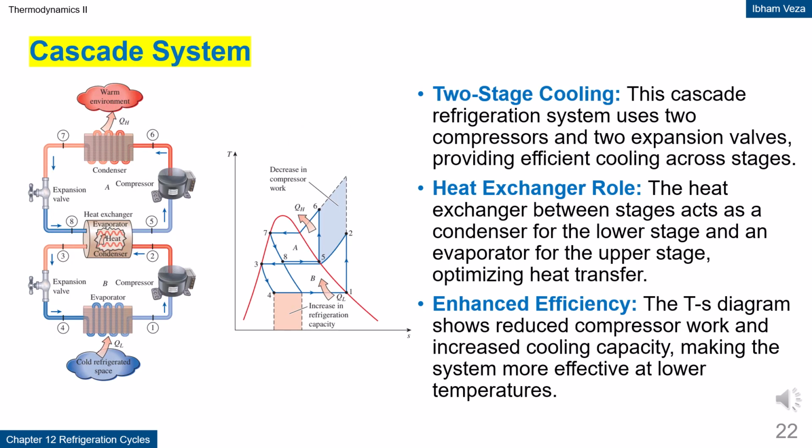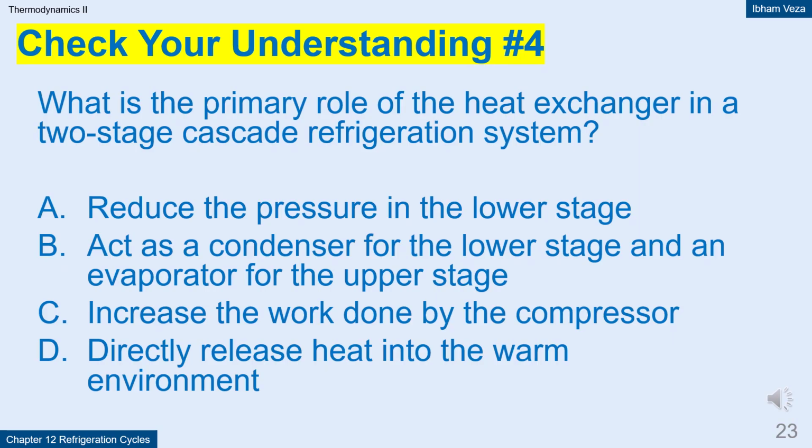Cascade refrigeration system. A cascade system uses two stages of refrigeration cycles to achieve very low temperatures. The heat exchanger between the two stages acts as a condenser for the lower stage and an evaporator for the upper stage. With this arrangement, the total compressor work can be reduced. The TS diagram shows that each stage operates over a narrower temperature range. This concept is widely used in cryogenic and very low temperature applications. Answer B. Act as a condenser for the lower stage and an evaporator for the upper stage.